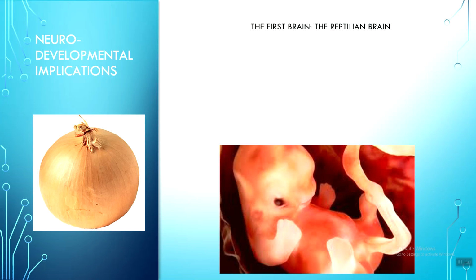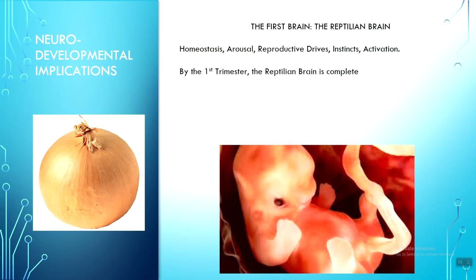And so in this case, the reptilian brain, which is responsible for things like homeostasis, arousal, reproductive drives, instincts, activation, the basics, those are all coming from the core structures of the reptilian system, which are the cerebellum and the brainstem and some of the most basic subcortical structures of the brain, like the pons and the thalamus. So by the first trimester, the reptilian brain is complete. What's interesting about the reptilian brain is that we actually evolved from the turtle. I know that sounds bizarre, but that's from Stephen Porges's polyvagal theory.